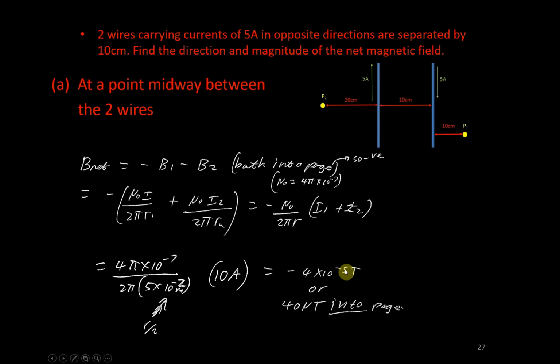That'll give us 4 times 10 to the minus 5 Tesla. Leaving this as negative is just fine. You could alternatively say this is 40 microtesla, or 4 times 10 to the minus 5 Tesla going into the page.